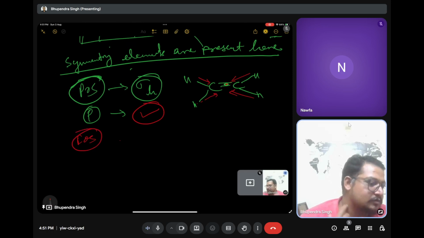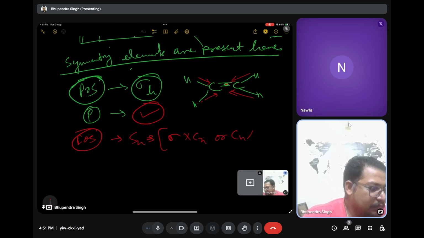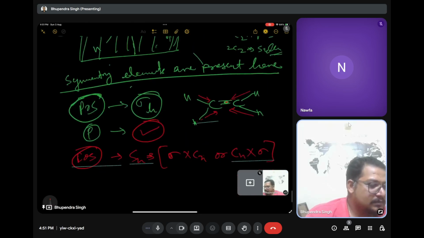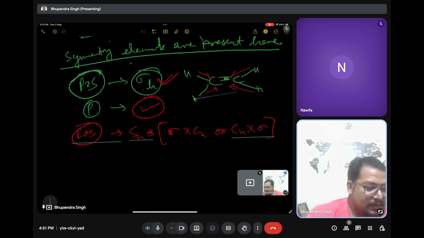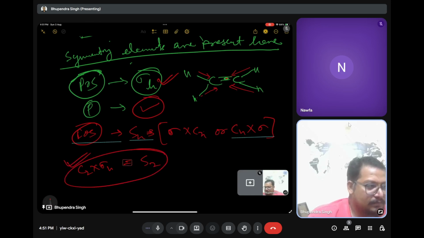Let's find out the improper axis of symmetry. So for Sn, there should be Cn followed by sigma. So we have a C2 axis plus sigma h. Sigma h is also present, which means that S2 is present, right? C2 followed by sigma h is present, so S2 is present here.